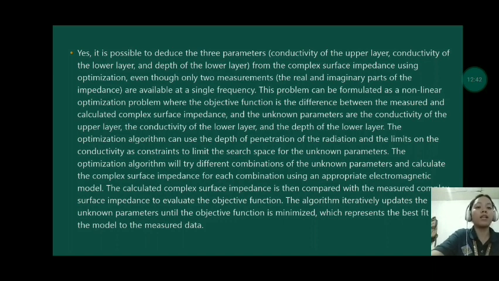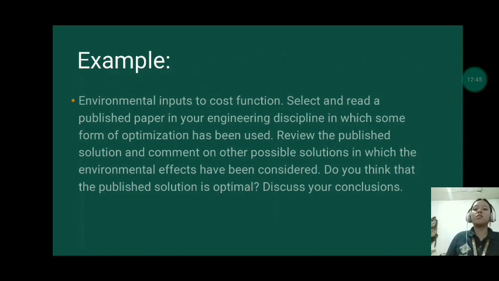I have one more example also. This one is on environmental inputs to the cost function. Select and read a published paper in your engineering discipline in which some form of optimization has been used. Review the published solution and comment on other possible solutions in which the environmental effects have been considered. Do you think that the published solution is optimal?